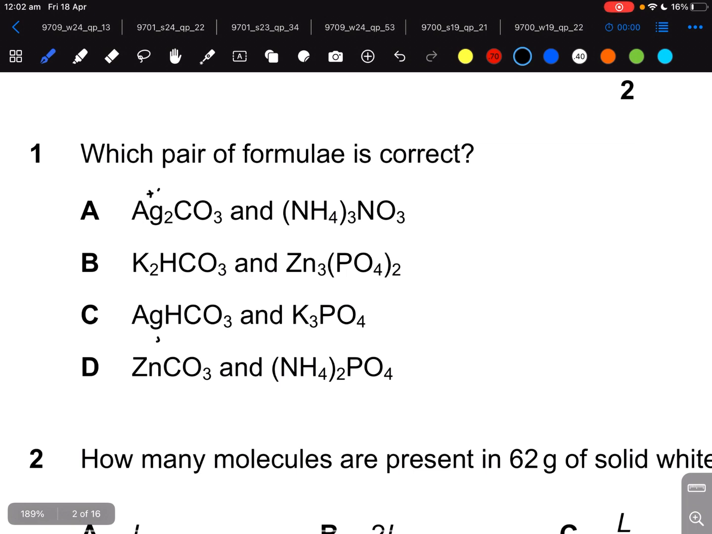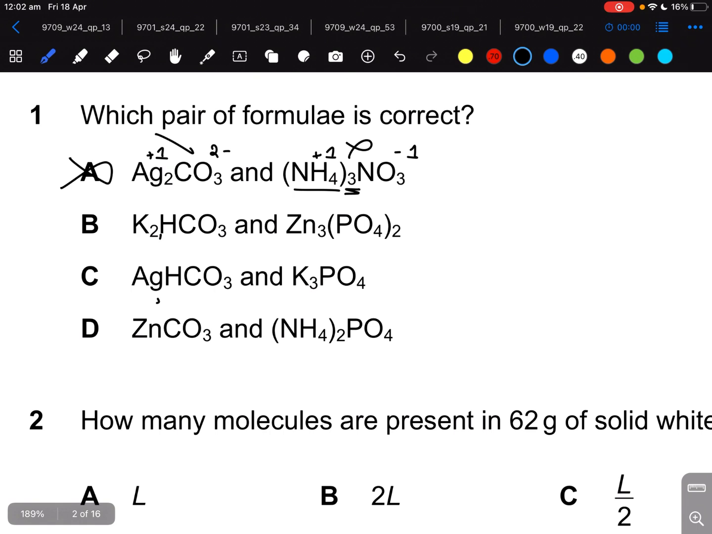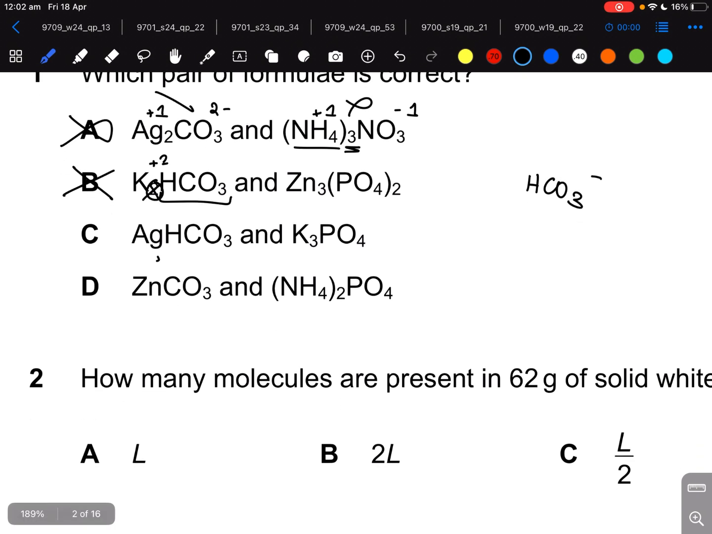Ag has +1, CO3 has 2 minus, so when you cross them over this is valid. NH4 has +1, NO3 has -1. When you cross them over this is not valid, A is wrong. HCO3, the bicarbonate ion, has a -1 charge and K has a +1, so when you cross them over this 2 is not correct and B is not correct.